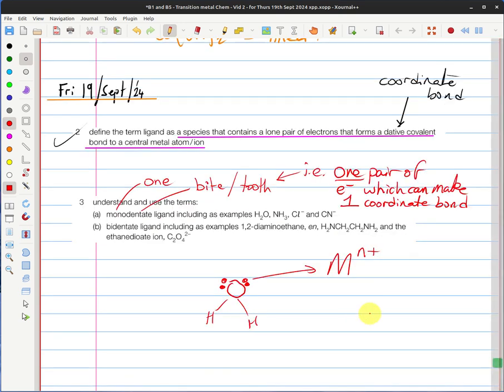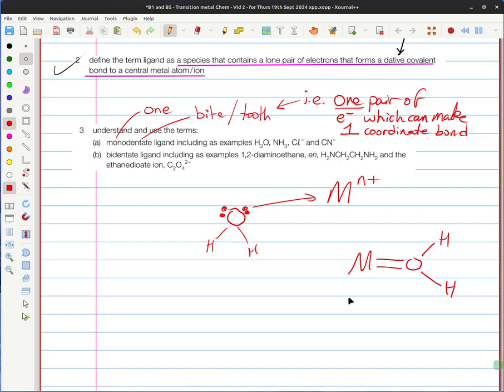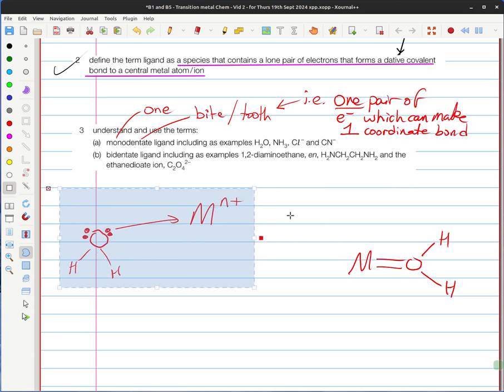You will not get something like this. You will not have a metal with two bonds to a water molecule, because that will be the result. Let me just shuffle this across a bit. I'll give you the result of the first interaction. So let's move this to the side. So if we did this water molecule bonding to the M, we will get this.